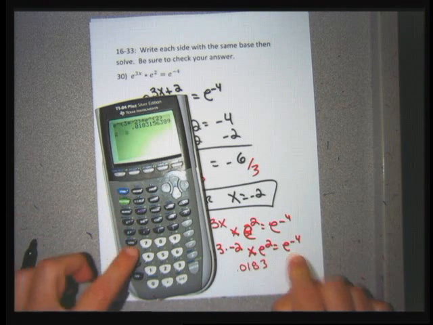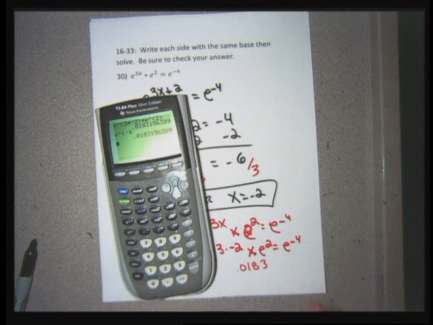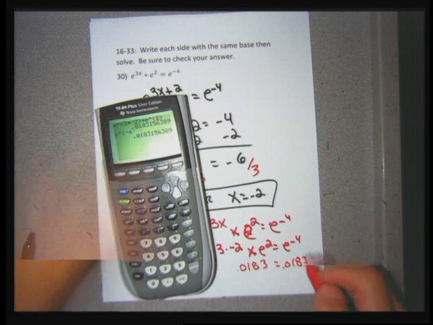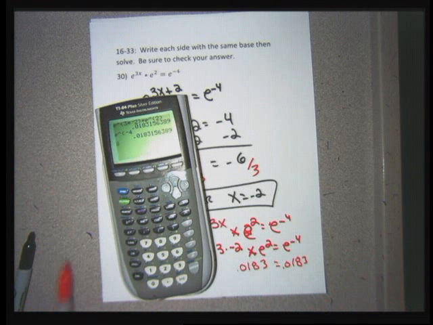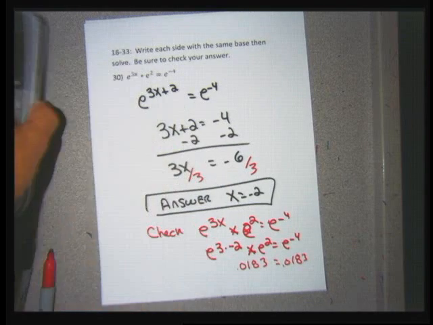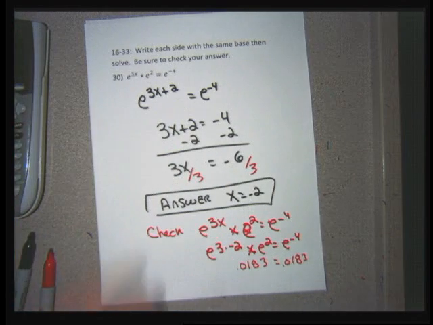So I go second ln negative 4 and hit enter. I get 0.0183 because those numbers are exactly the same. My answer is correct. That's what it takes for an answer to be correct: when you plug your answer into the original problem and simplify both sides, they simplify to the same number.